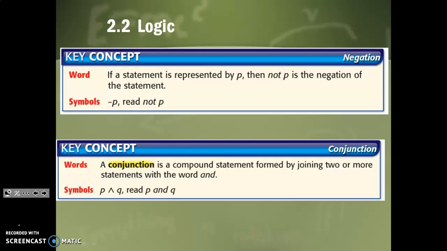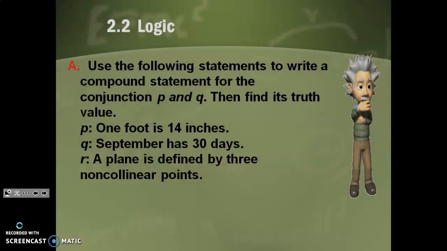Conjunction, like I said, is conjoining two or more statements together with the word and. So here we have P and then a caret symbol, Q, which you read as P and Q. So we'll get going and try to figure out some truth values of some statements. Here we have three different statements, and actually we're just going to look at P and Q, because in the middle there it says find the truth value of P and Q.